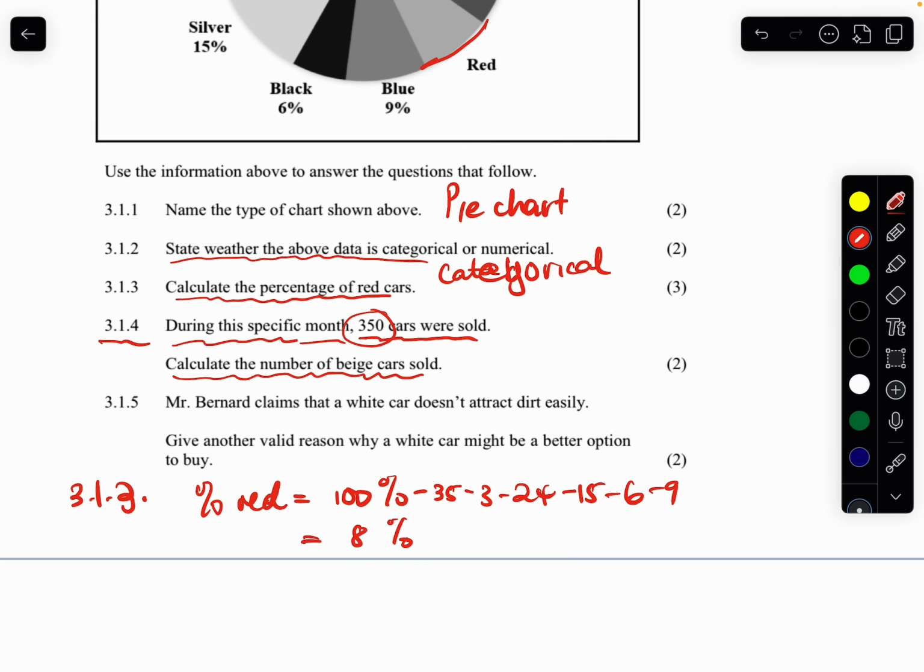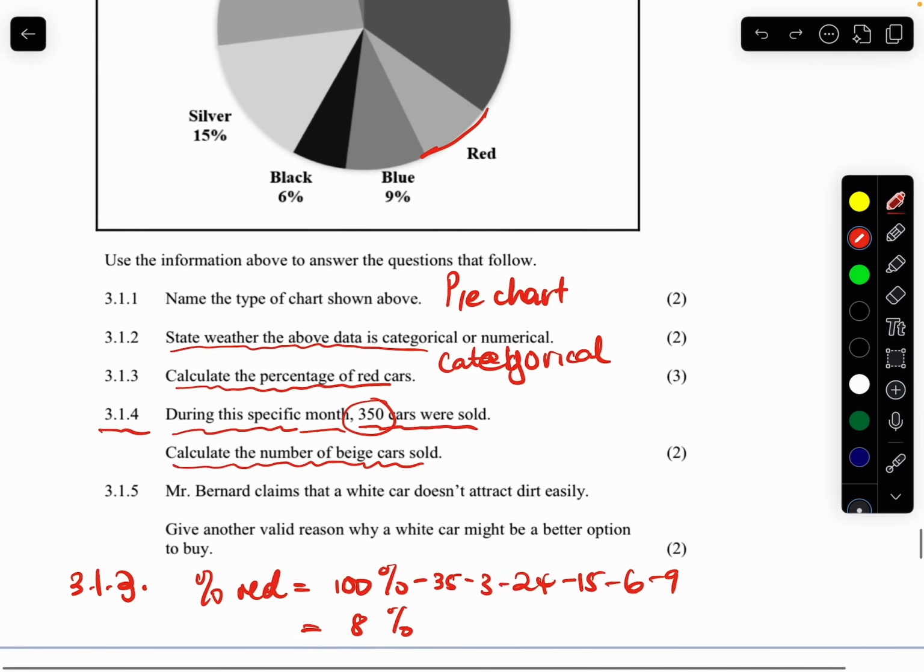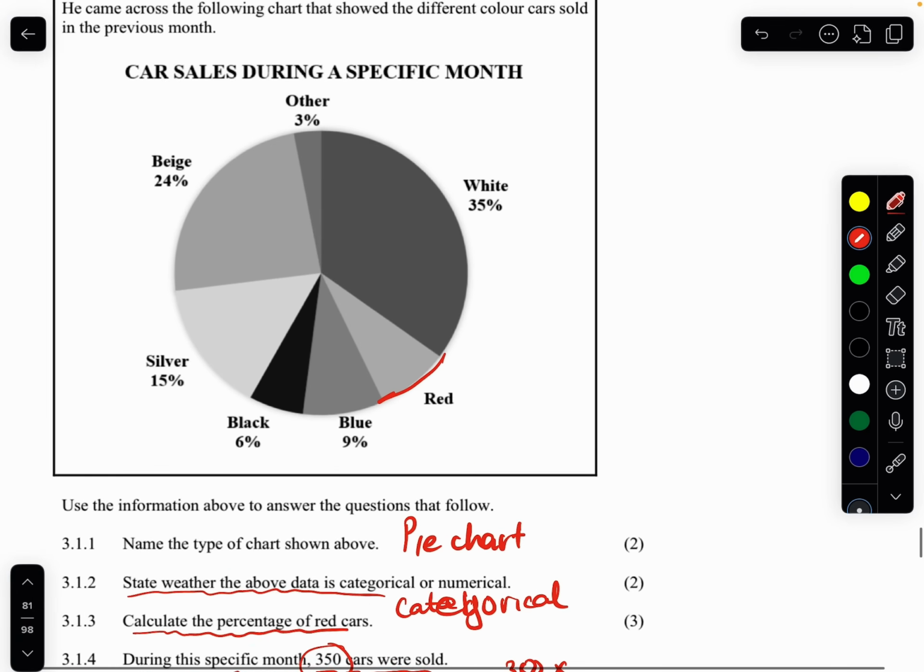Out of this 350 were these colors of cars. But we want the number of the beige one. So what are we going to do there out of the 350? We're going to say 350 will multiply. What is the percentage for beige?